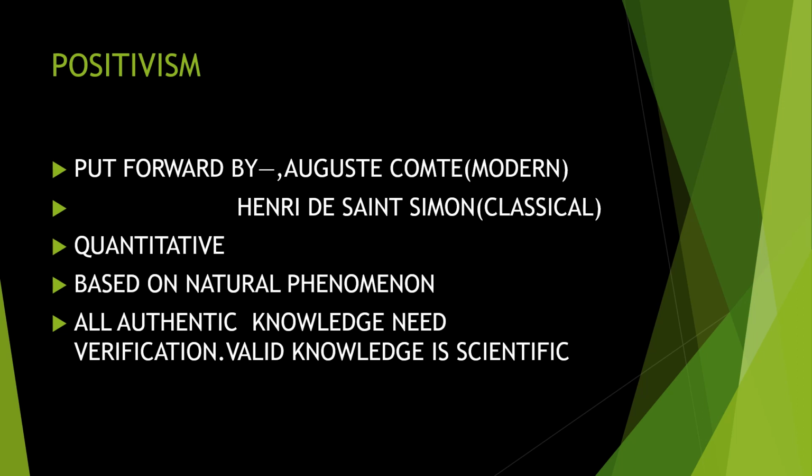This is the idea of positivism. All authentic knowledge needs verification. Whoever puts forward a theory, it should be verified. After verification, we can consider it scientific. I think now it is clear for you. It was put forward by Auguste Comte, and the traditional type started by Henri de Saint-Simon. This is called positivism, and some groups have come against this theory. I will give you some names of the exponents of the positivistic approach. We can see that.